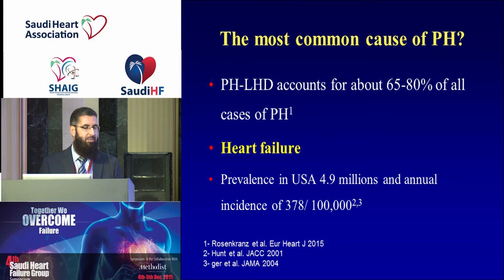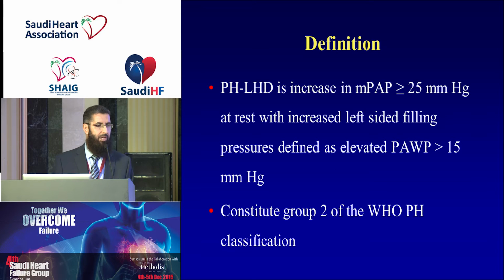Now there are different definitions of pulmonary hypertension if you look at the echocardiographic literature, but we know that pulmonary hypertension is basically a hemodynamic abnormality, so the definition should be hemodynamic. We define pulmonary hypertension due to left heart disease as a sustained increase in mean pulmonary arterial pressure of at least 25 millimeters of mercury, with increased left ventricular filling pressures, defined as an increase in pulmonary arterial wedge pressure of more than 15 millimeters. This group constitutes group 2 according to the WHO classification of pulmonary hypertension.